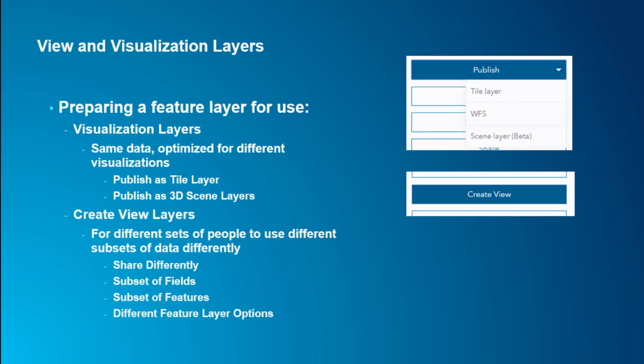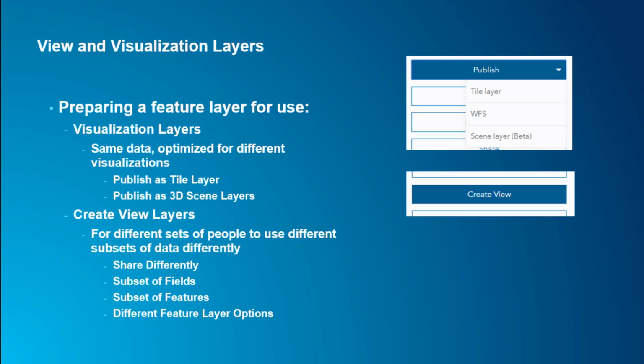All right, so leading up to the next part of the demo, we've got view layers. We'll get to that in just a bit. But from a feature layer, you can create other feature layers. And those feature layers may be visualization layers or view layers. Visualization layers is just the same data that's in the feature layer, except that it's optimized for different visualizations. For example, you've got your feature layer and you want to use it in a performant way, you may want to create a tile layer. If you've got a feature layer and you want to visualize it in 3D, you can publish it as a 3D scene layer. So that's visualization layers.